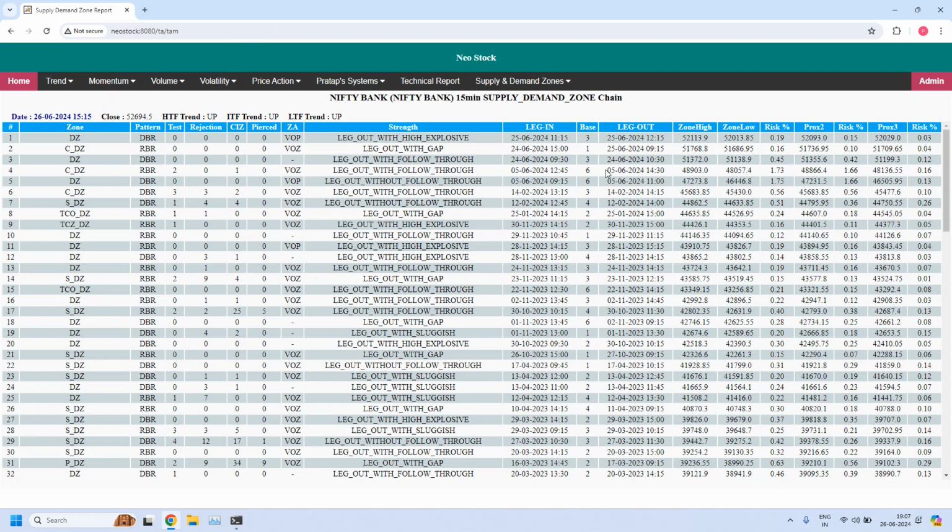No 15 minute zones are created, maybe created or might be violated during the live market. But at the end of the day, we don't have any newly created zones today.